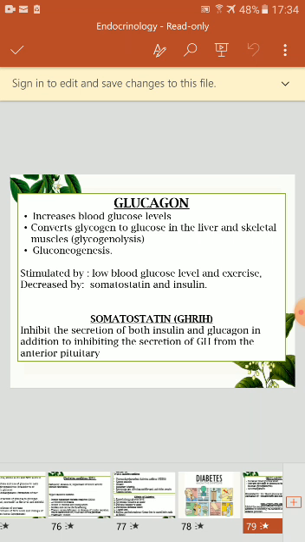It inhibits the secretion of both insulin and glucagon, in addition to inhibiting secretion of growth hormone from the anterior pituitary. You can see it inhibits the secretion of both hormones, insulin and glucagon, in the pancreas, as well as it inhibits the growth hormone release or secretion from the anterior pituitary. That's why it's named GHRIH, growth hormone releasing inhibitory hormone.